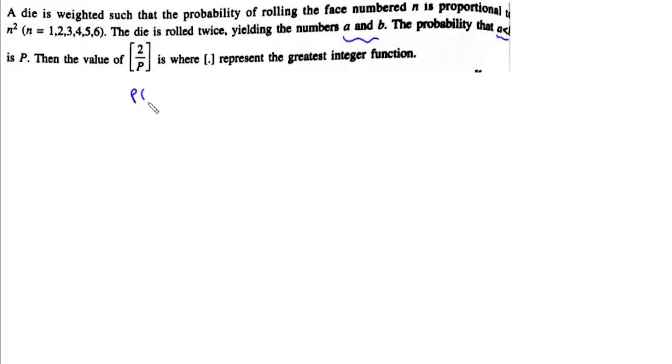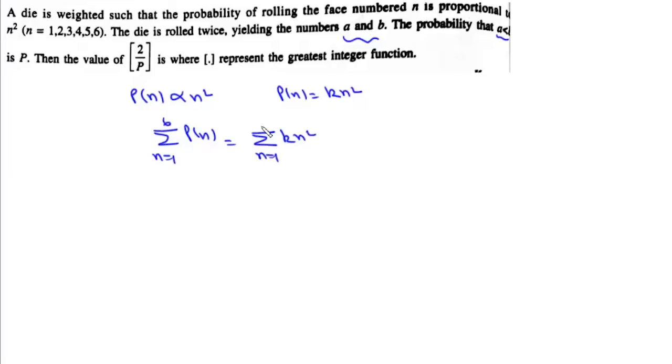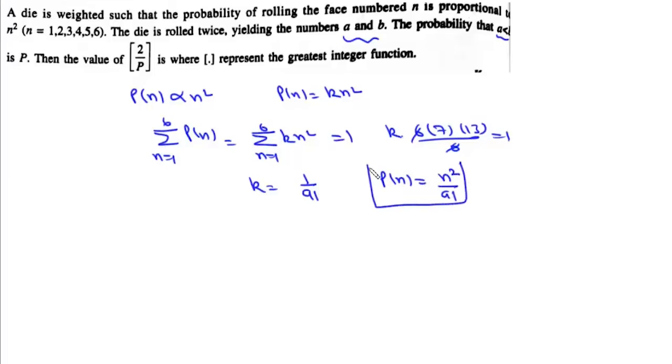Now the probability of getting any number n is proportional to n square. Suppose the constant of proportionality is k. So we know that the summation of Pn, where n varies from 1 to 6, that is the summation of k n square, where n varies from 1 to 6, is 1. Now this is k times n into n plus 1 into 2n plus 1 divided by 6, and it is equal to 1. So the value of k is 1 by 91. So the probability of getting n on the die is n square by 91.